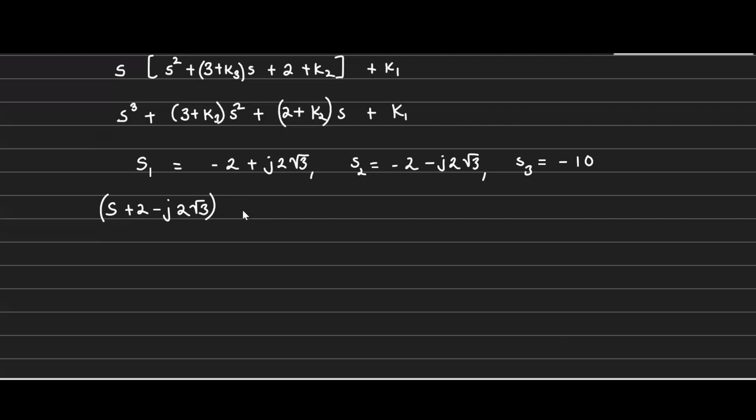Okay, so again, you're going to have S plus 2. This one becomes plus J2 root 3. And then S minus C, which is negative 10, that is plus 10, right? Okay, now we need to expand here. Let us expand. So if you want, you can multiply one by one, right?